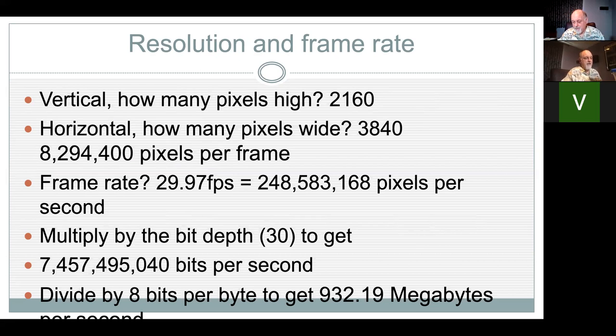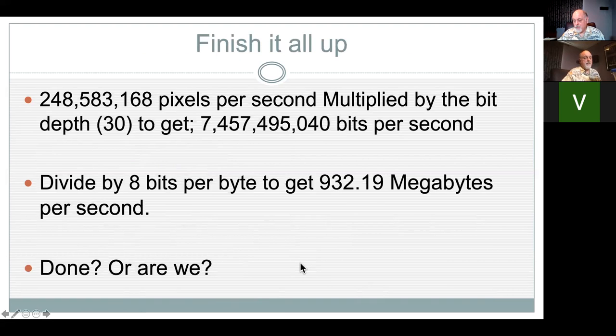Multiply by the pixels, get the number. Multiply by the frame rate, get the pixels per second. And then multiply by bit depth to get the number of bits per second. All right, so that's how the work's done. And then at the end, divide by 8 for storage.